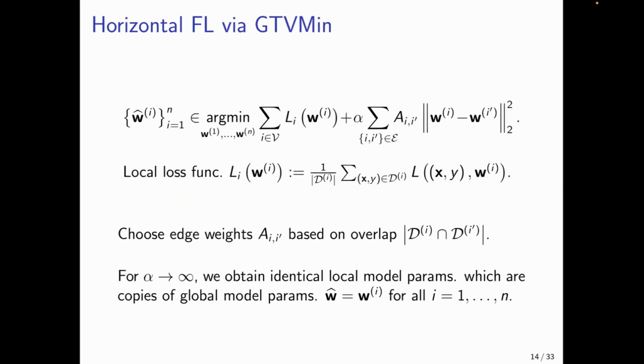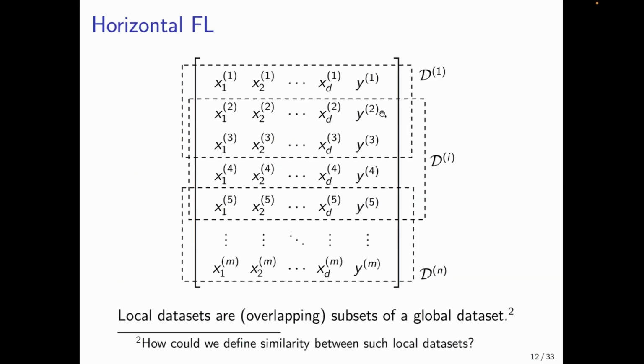And horizontal federated learning corresponds to a specific choice for these loss functions. In particular, these loss functions are the average loss on these local data sets. And these local data sets are partially overlapping. And here we could also use a specific choice for the edge weights. It seems natural to train similar models for two hospitals, let's say these two local data sets are two hospitals, if they have many patients in common.